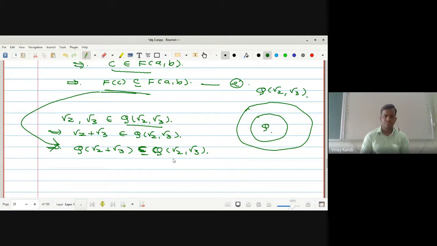This is the generalization of that. If we prove this field is contained in this field, then we get Q(root 2 plus root 3) is equal to Q(root 2, root 3). So this is the element, our c. This is a, this is b.